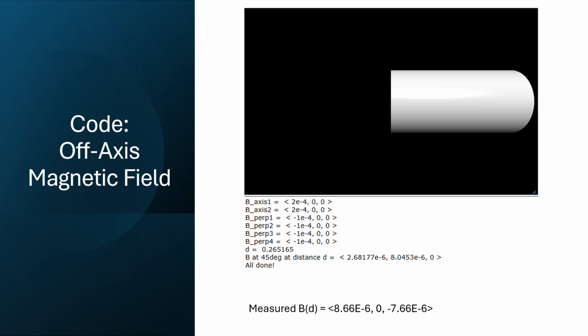It gave a bunch of B axes and B perps. It ended up being that the B at 45 degrees was 2.6 times 10 to the -6, 8 times 10 to the -6, 0. And my measured B of D was 8 times 10 to the -6, 0, -7 times 10 to the -6.